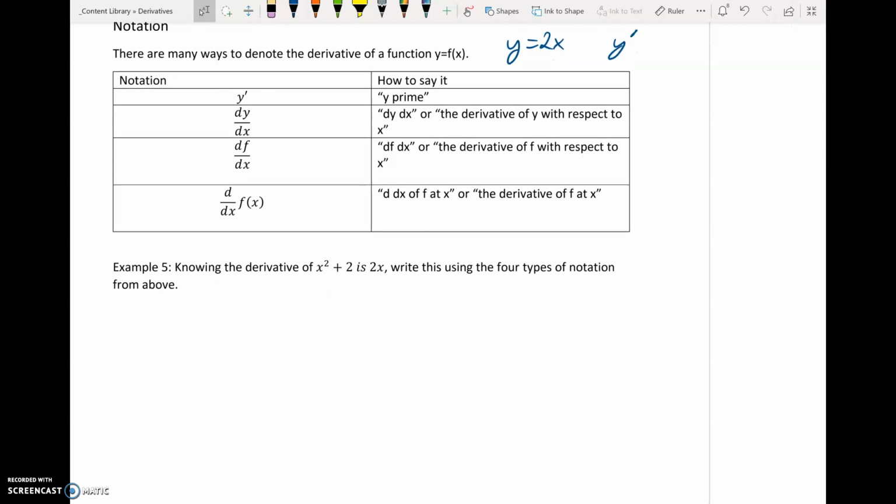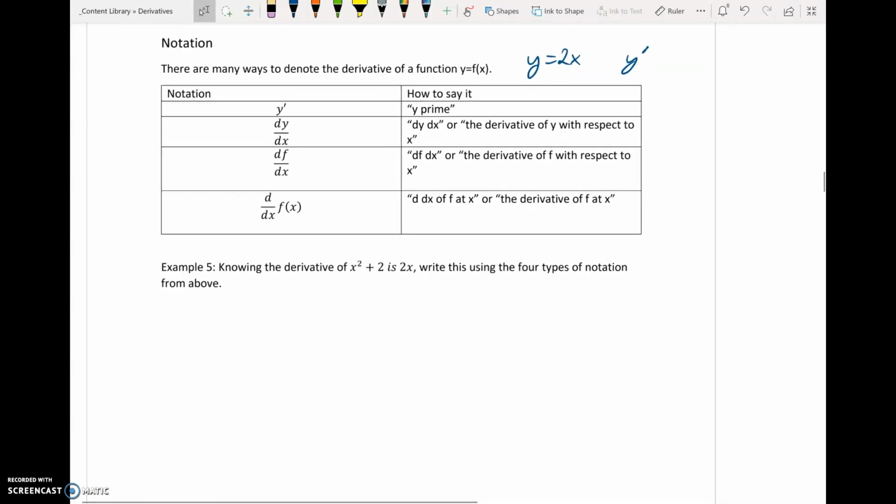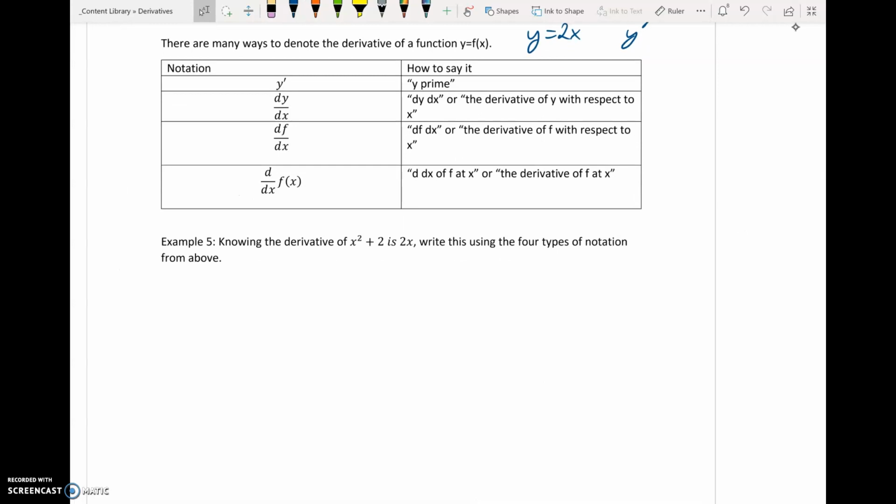So in this very last example for this lesson, I'm going to go over all those different notations. So knowing the derivative of x squared plus 2 is 2x, let's write this in 4 different ways. So we could say y prime is equal to 2x, where y is equal to x squared plus 2. So we can do that. We could also say dy dx is equal to 2x, where again y is equal to x squared plus 2.